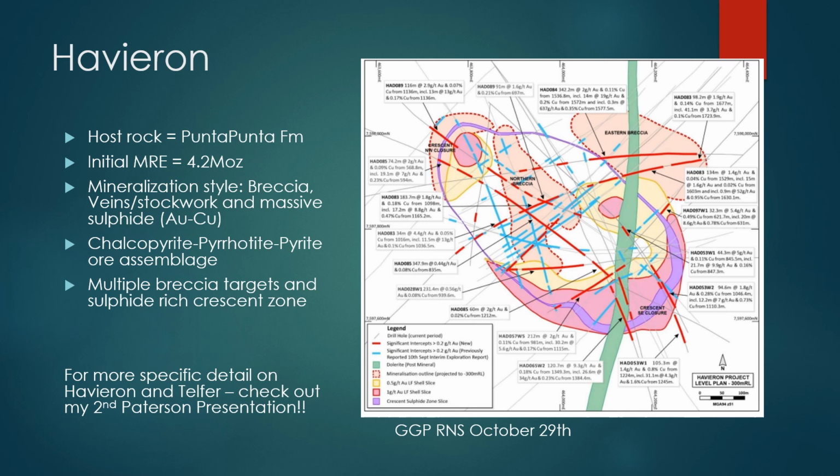The mineralization style, as we know, is breccia, vein, stockwork, and massive sulfide replacement, consisting primarily of chalcopyrite, pyrrhotite, and pyrite. There are multiple breccia targets and a sulfide-rich crescent zone. As I said, more details are in the RNS of October 29th, but this is just the plan view. Heavily drilled now, with excellent high-grade gold intercepts and good widths in the drill holes.